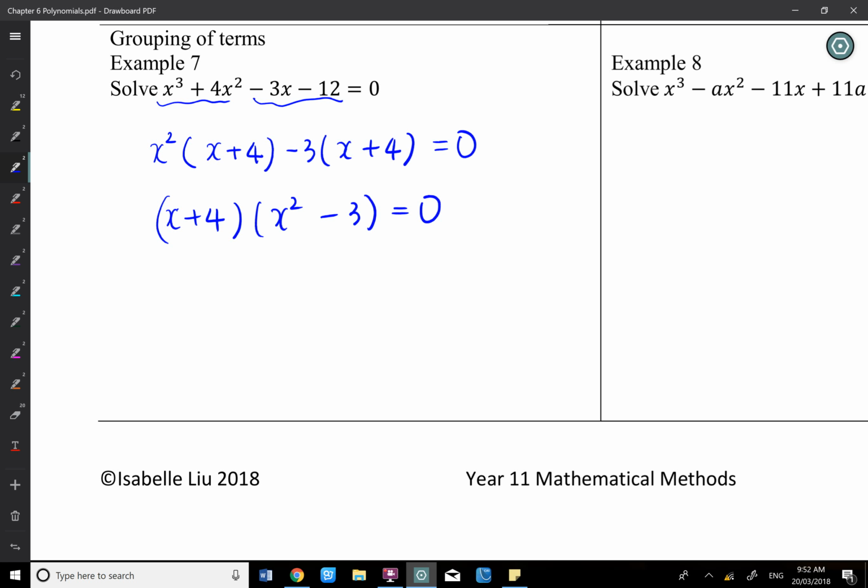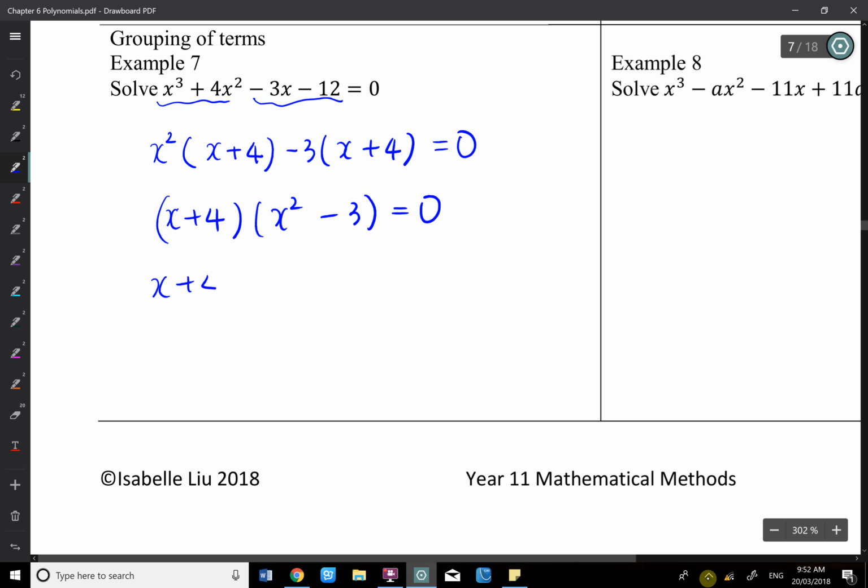Well, can you see if you try minus 4 in this question, you still get the same answer. As I said, plus or minus 1, plus or minus 2, plus or minus 3, plus or minus 4, plus or minus 6, and plus or minus 12. Only minus 4 works in this question. So you can still try it out, and you get the same thing here. But it's obviously easier to use the grouping method for this question.